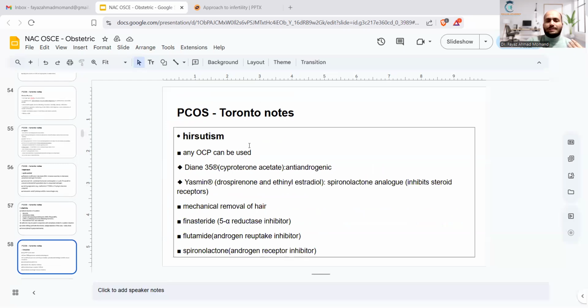Now, for PCOS, how we do symptom relief. We can use any OCP. These are some of the options that we have: Diane, Yasmin. You can also try Alice, etc. Spironolactone can be used for hirsutism. We can mechanically remove hair. We can give them finasteride. We can give them flutamide. We can give them spironolactone. These are all options to help with hirsutism.